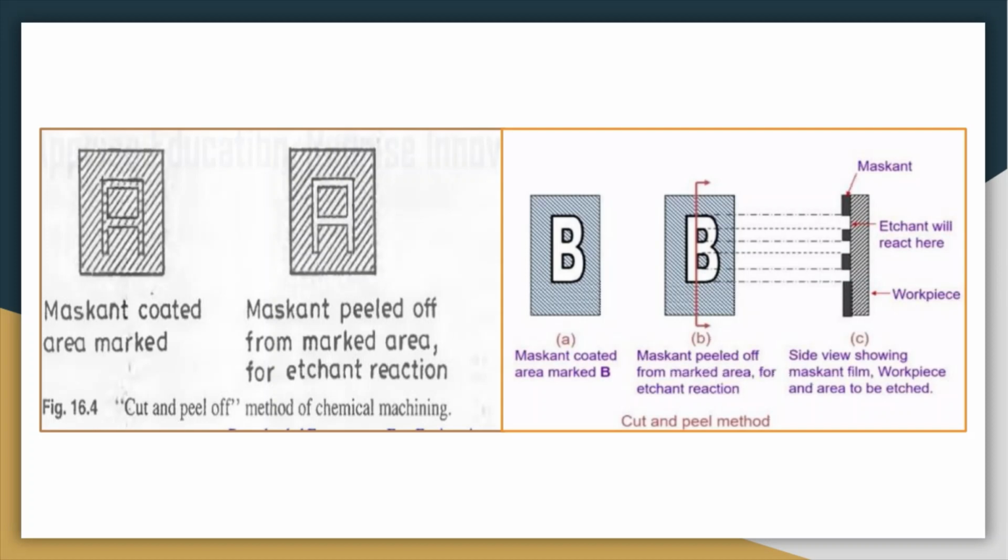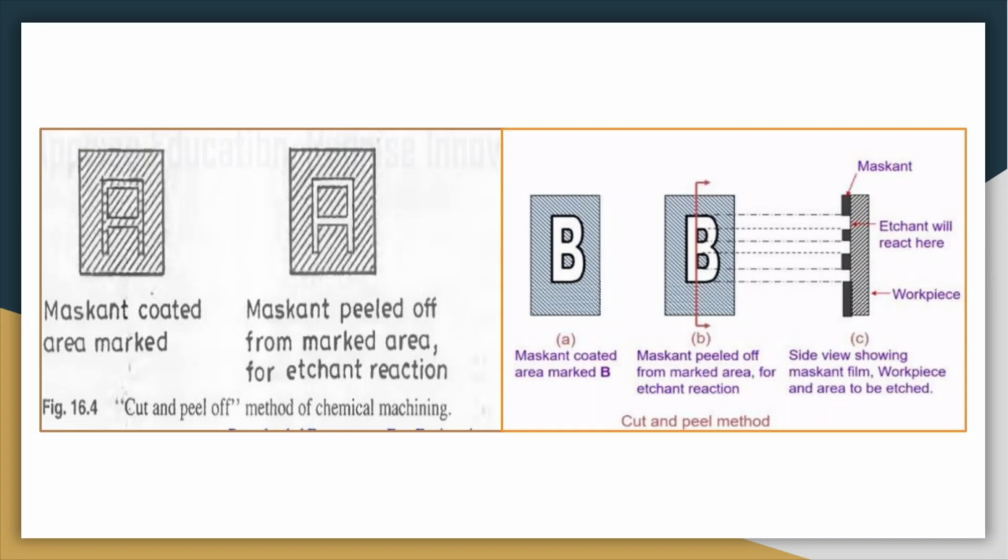Here I have shown the figure of the cut and peel maskant. From the figure you will see the scraping and peeling of the maskant is easily done by hand using a template as a guide. Because of the large thickness of the maskant layer, etching can be done as deep as up to 13 mm, but accuracy is not high. Usually you will get accuracy of plus minus 0.13 to plus minus 0.75, and it usually depends upon the size and type of the component being produced.